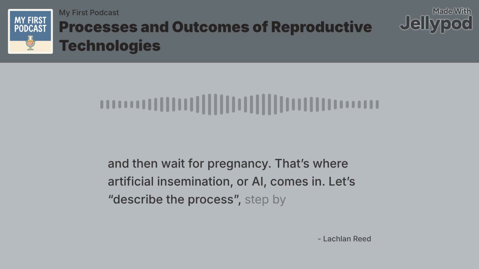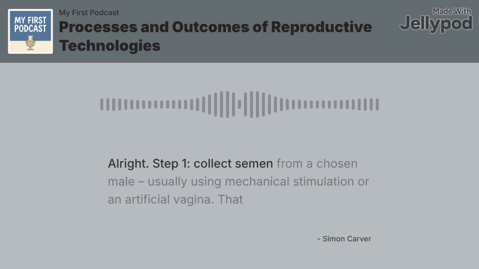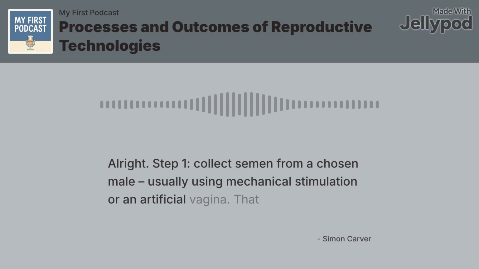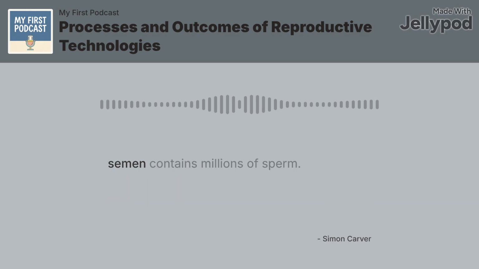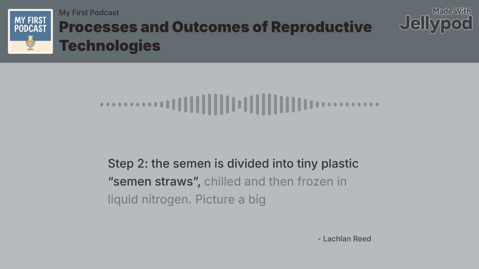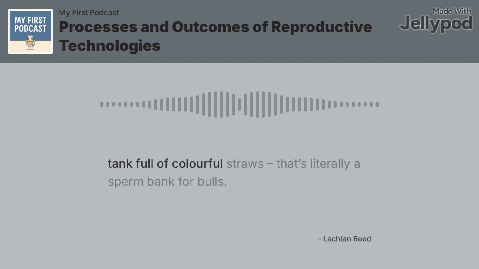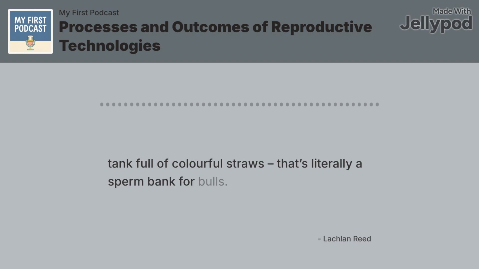Let's describe the process, step by step. All right, step 1. Collect semen from a chosen male, usually using mechanical stimulation or an artificial vagina. That semen contains millions of sperm. Step 2. The semen is divided into tiny plastic semen straws, chilled and then frozen in liquid nitrogen. Picture a big tank full of colorful straws. That's literally a sperm bank for bulls.